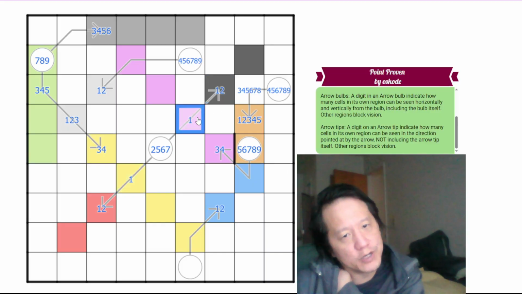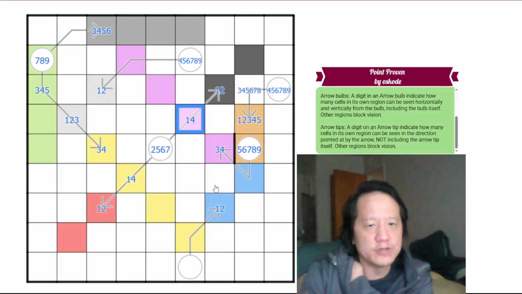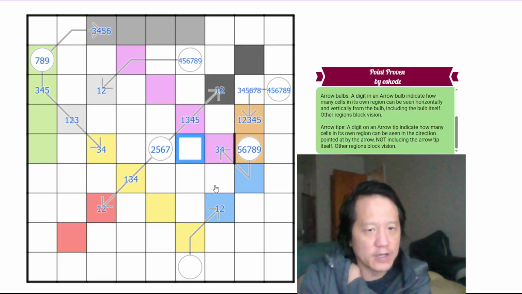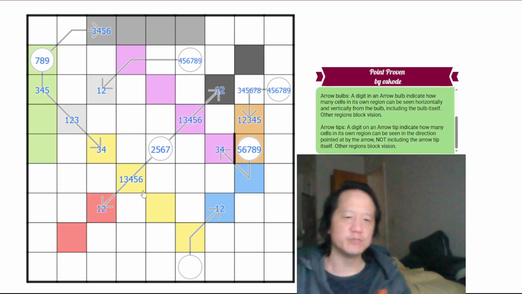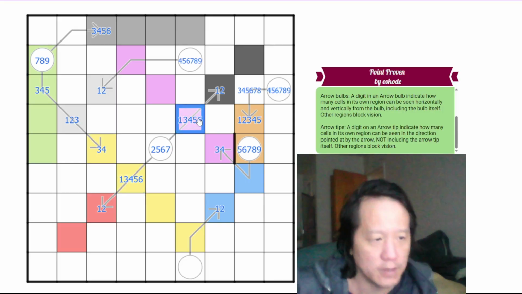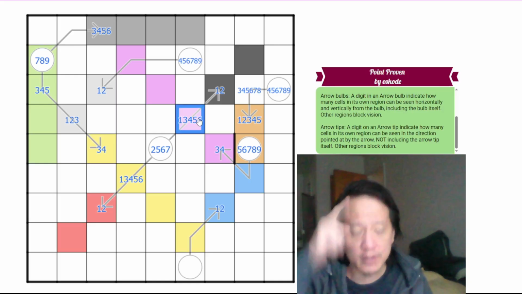It could be 1 and 4 adding up to 5. It could be 2 and 3 adding up to 5. 1 and 5 adding up to 6. 2 and 4 adding up to 6. Or 1 and 6 adding up to 7. And 2 and 5 adding up to 7. So those are the possibilities. And these must be the same. They must be the same digit.